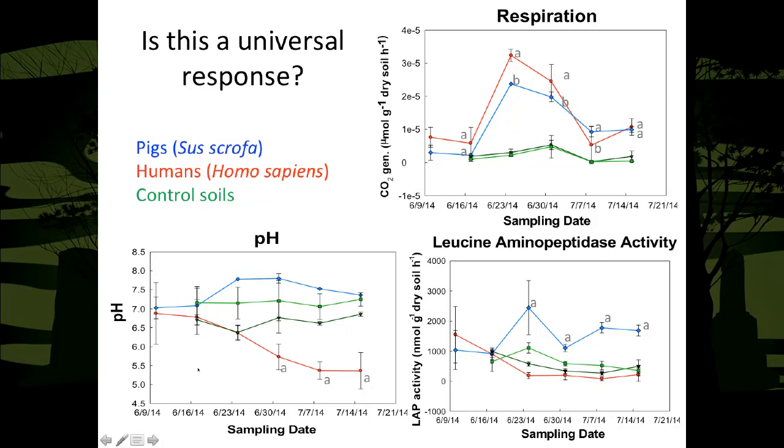And then when we look at specific microbial activities, in this case leucine aminopeptidase activity, which is a marker for protein decomposition activity, we saw that there was no elevated activity in humans, but we saw elevated activity in pigs. So we don't know why this is happening, but it certainly speaks to the fact that humans and pigs may not be as similar as we thought, and that some of these decomposition processes may not be as universal as we thought. So it may be dependent on the host composition, on the muscle to fat ratio. We're not really sure, but these are interesting results that we want to pursue.